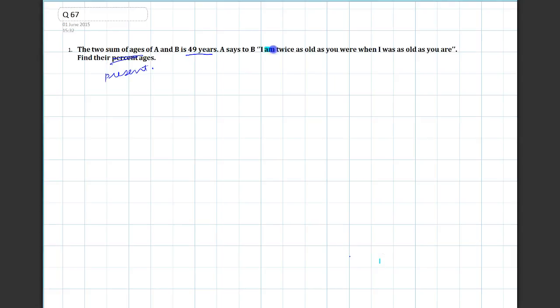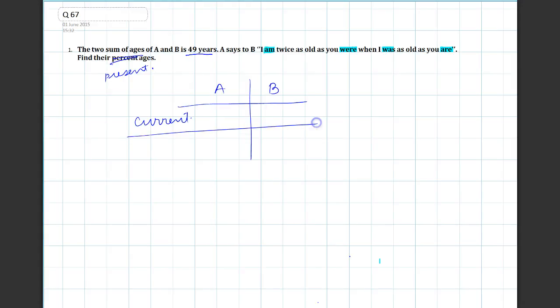See, it says "I am." "Am" is in present tense. So my current age is twice as old as you were in the past when I was as old as you are. When I was as old as you are. So clearly, if I tabulate this information, I say let the current age of A and B be X years and Y years respectively.